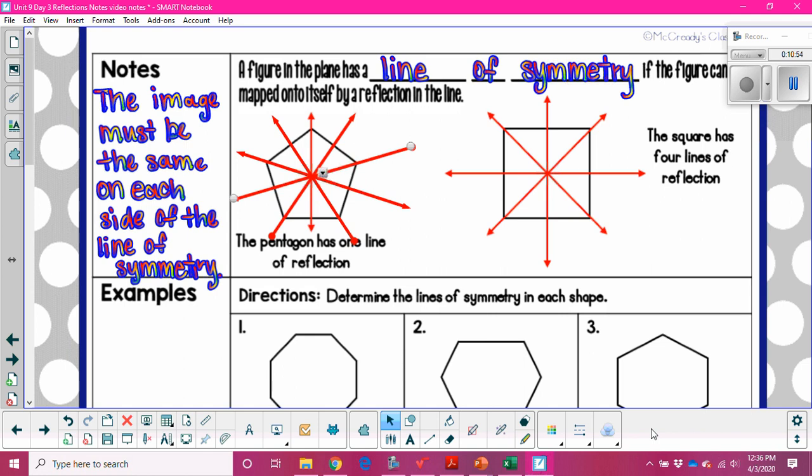So I will write that down. It had 5 lines of reflection. The square had 4 lines of reflection. So if you have a regular polygon, you're going to have more lines of reflection or lines of symmetry, that's what that should say, lines of symmetry, than you would in an irregular one. It should say symmetry. And that should say symmetry.